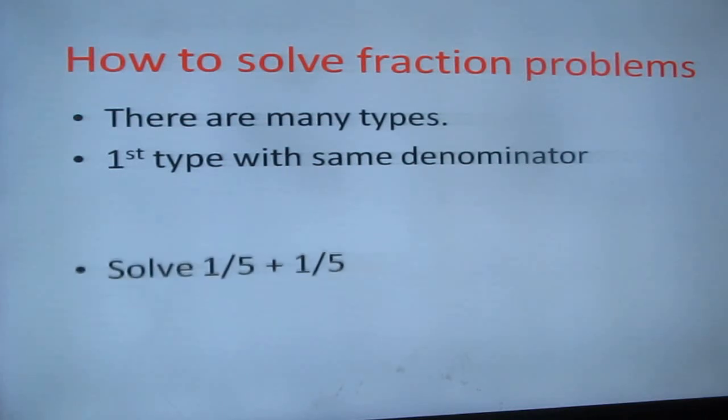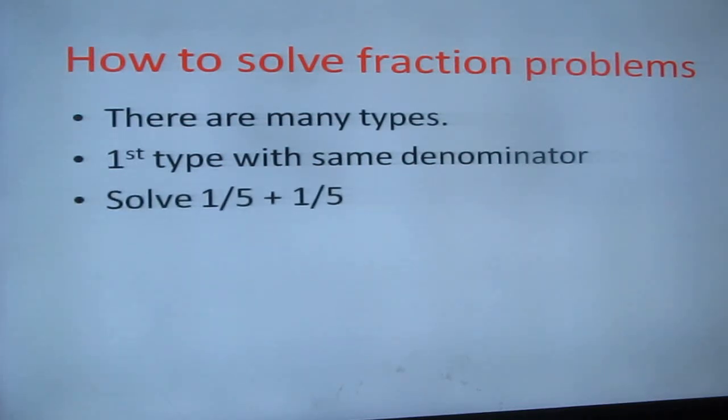The first question on your screen. Solve 1 by 5 plus 1 by 5. Here 1 is the numerator, 5 is the denominator. So when you observe this question, you can see the denominator is repeated twice. That is, 5 has come twice. So instead of writing 5 twice, you can write it only once.